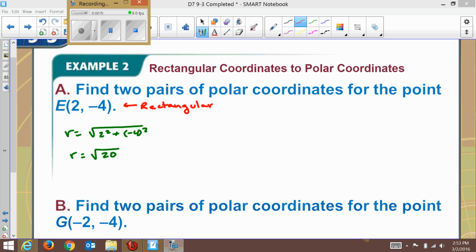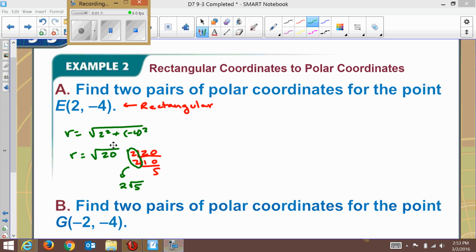I can simplify that. I'm going to use upside down division. That's where you look for prime numbers that go inside of 20. 2 goes into 20 10 times, and 2 goes into that 5 times. Since 2 is a pair, 2's come outside, square root, 5 stays underneath. So that equals 2 square roots of 5.